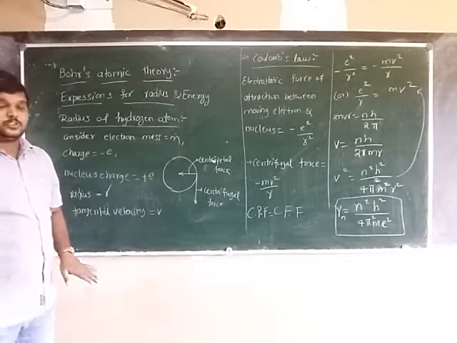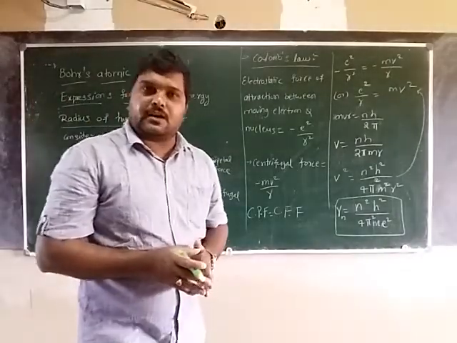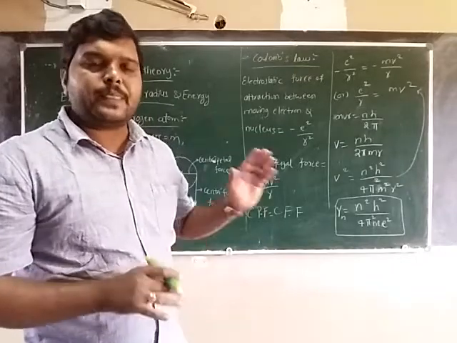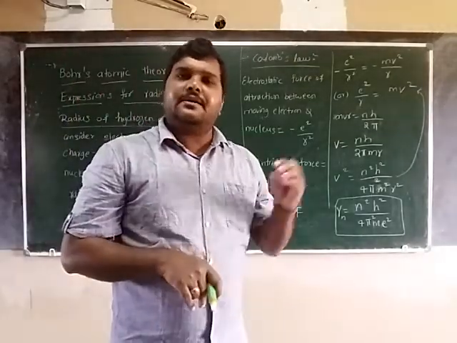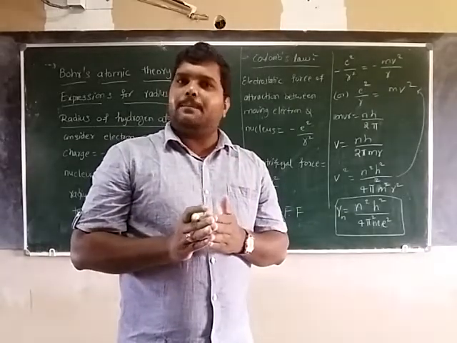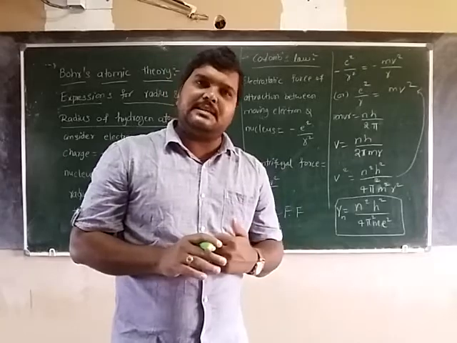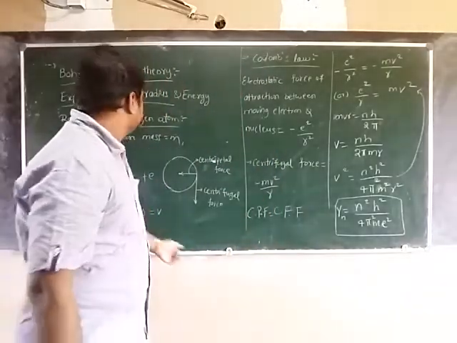When an electron revolves around the nucleus in a circular path, these paths are called orbits. Now we are trying to find the radius of the orbit. The mass of the electron is m, the charge of the electron is minus e, the charge of the nucleus is plus e, and the tangential velocity is v.